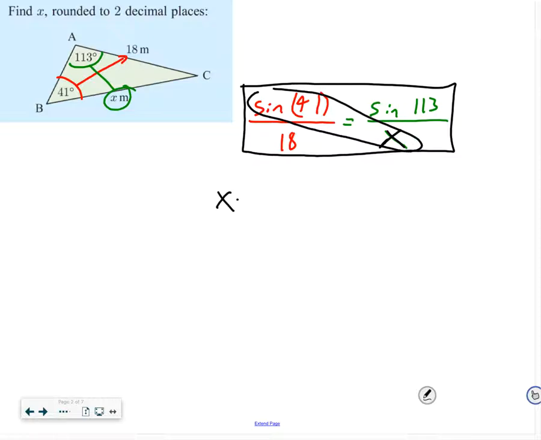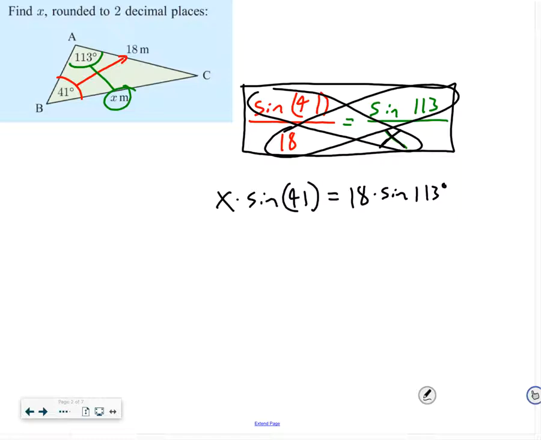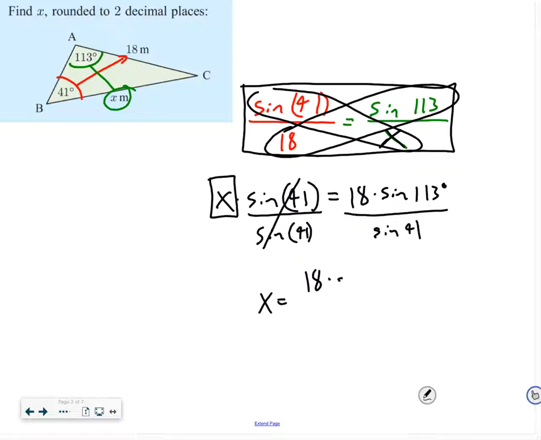So I get x times sine of 41 degrees is equal to, multiplying here, 18 times the sine of 113 degrees. Now since I'm trying to get x by itself, I'm going to pull away this layer. That's multiplication, so I'm going to divide both sides by sine of 41. This simplifies to 1, and I get x is equal to 18 times the sine of 113 over sine of 41.